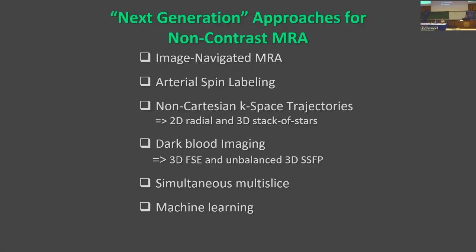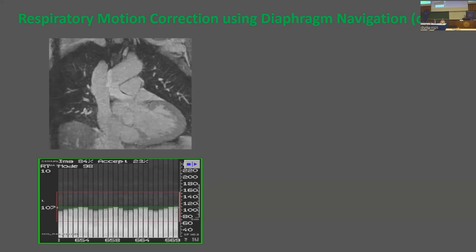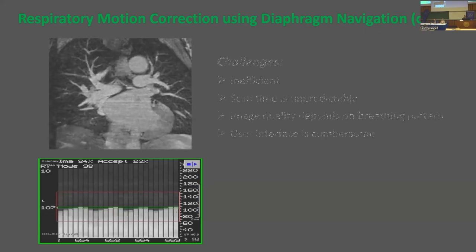All right, let's move on to some of the newer approaches. And these, I think, are quite interesting and have the potential for much better image quality, or the potential to provide additional kinds of information that maybe you wouldn't get from a CT, luminal imaging. So we already talked about the use of respiratory motion correction with diaphragm navigators.